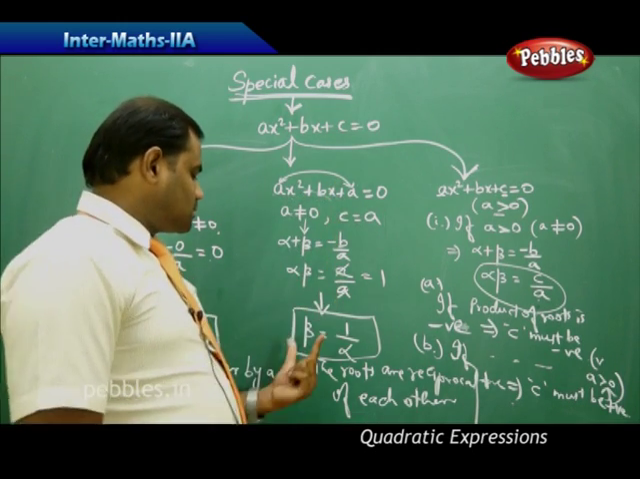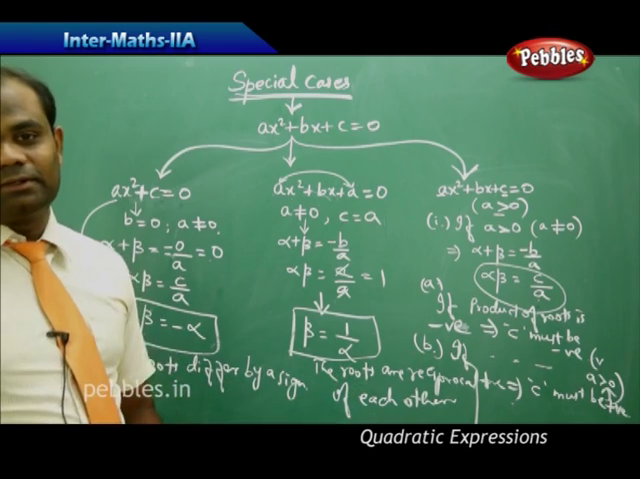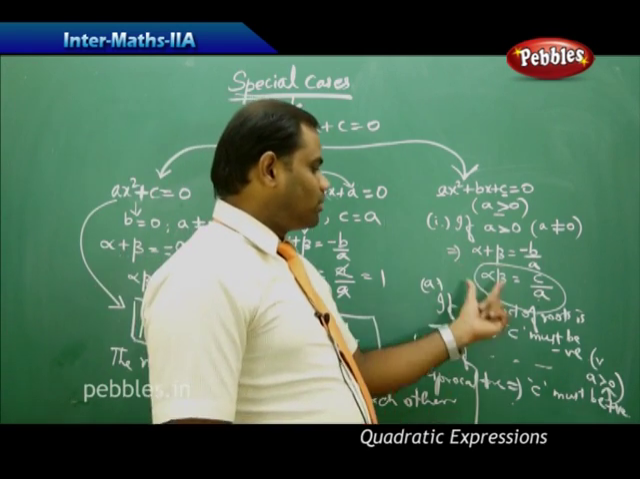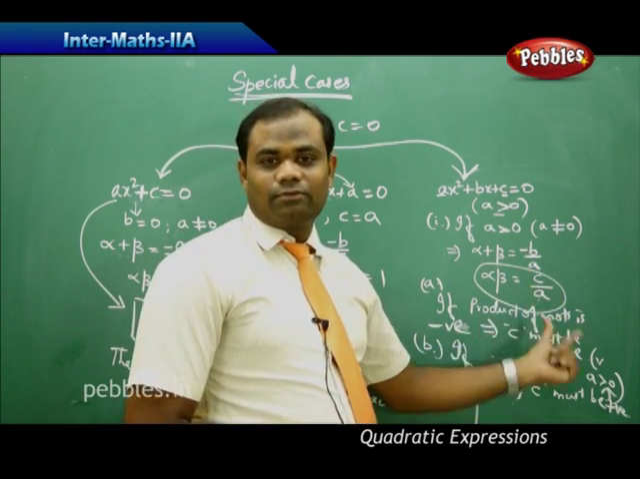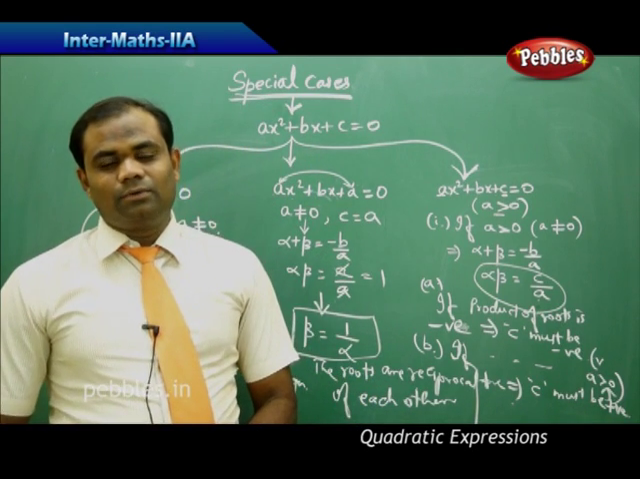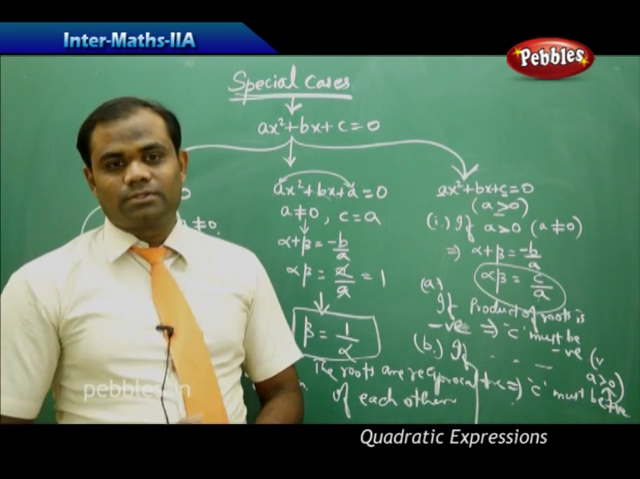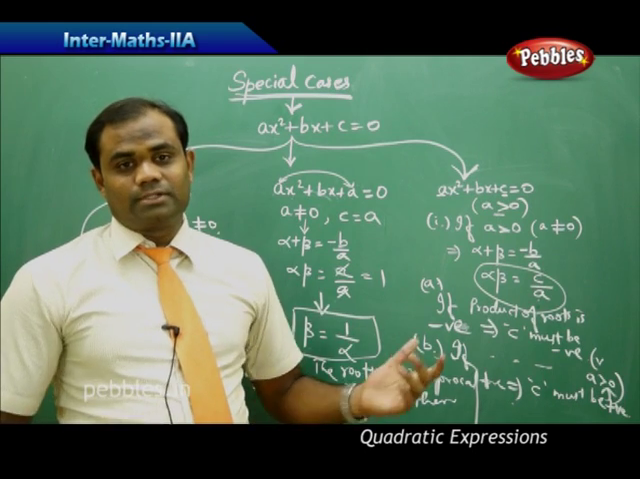In the second case, the roots are reciprocal of each other. In the third case, the product of roots defines the sign of a and c. This is how we study the different natures of roots, which we are going to discuss here.